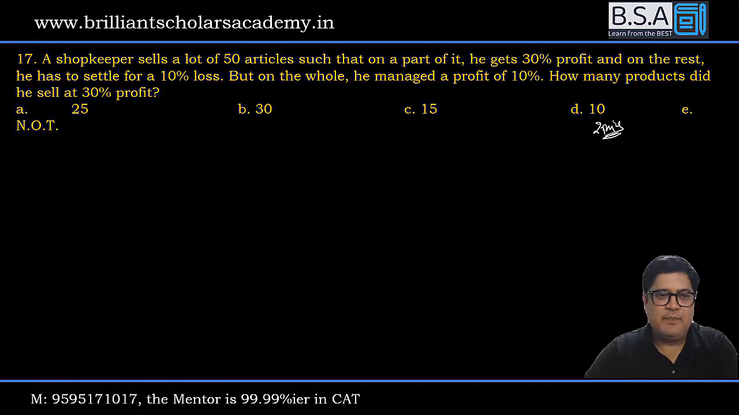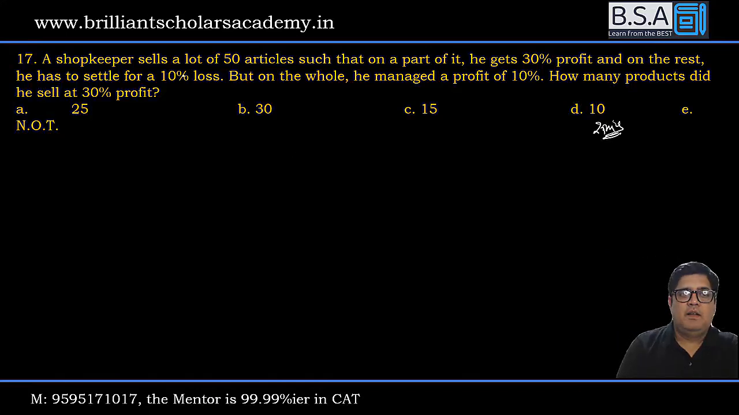What is being asked? Out of 50, some are being sold at 30% profit. The remaining are being sold at 10% loss, and still there is an overall 10% profit. How many products did he sell at 30% profit?